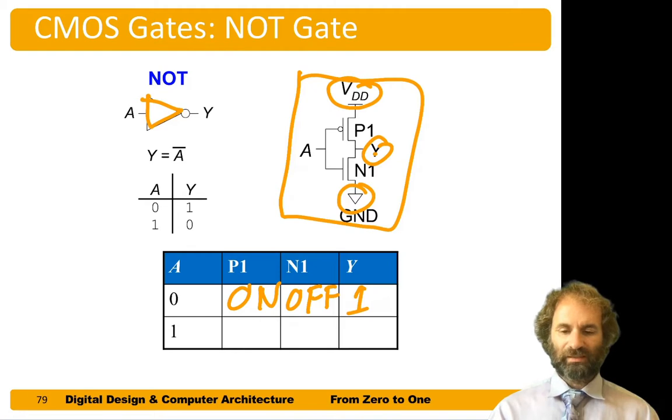On the other hand, if A is 1, now the PMOS is off, the NMOS turns on, there's a path from the output to ground, there's no path from the output to power, so the output is low. So sure enough, the output is the opposite of the input, and we have a NOT gate, built out of only 2 transistors.